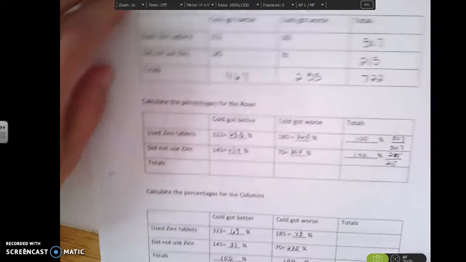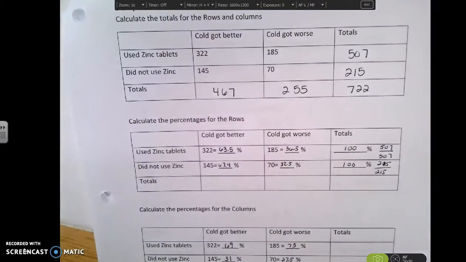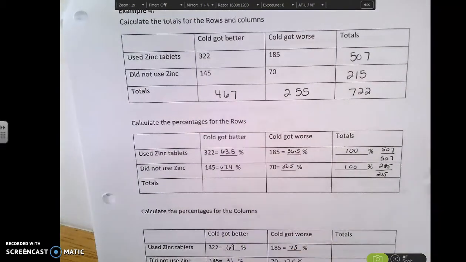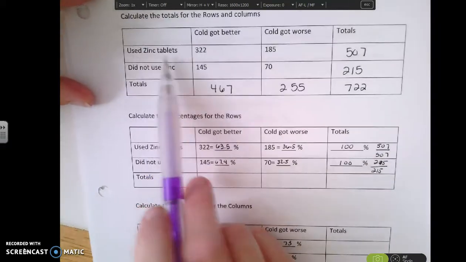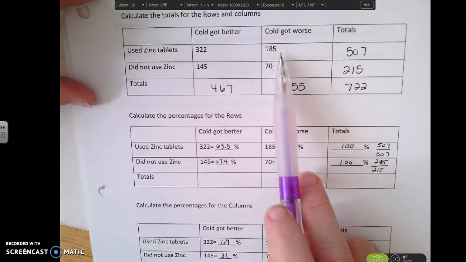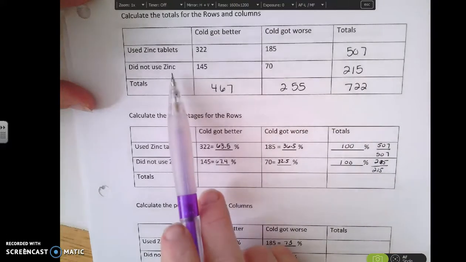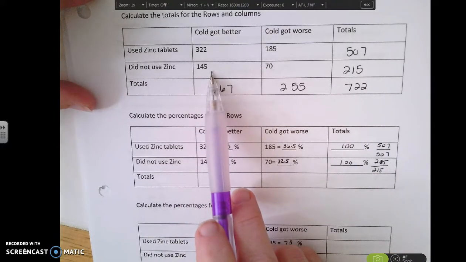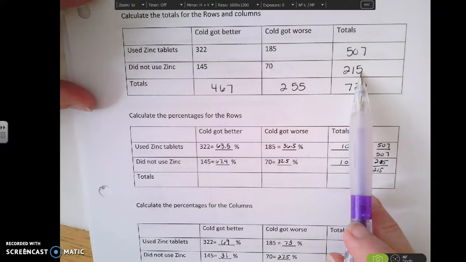Okay, now this one is just an interesting table, and there's not a definitive conclusion, so we're just going to talk about it. There's the theory that if you use zinc tablets, your colds will get better, or you won't have as bad of a cold as you did before. People that used zinc tablets whose colds got better were 322, and people whose colds got worse were 185, for a total of 507 people that used zinc tablets. People that did not use zinc tablets, 145 got better, 70 got worse, which is 215 total.